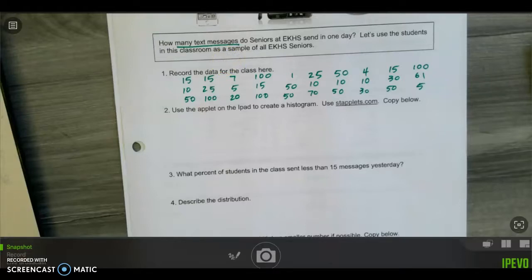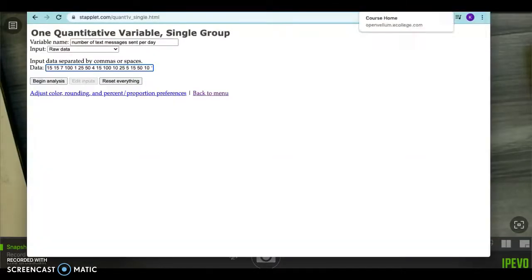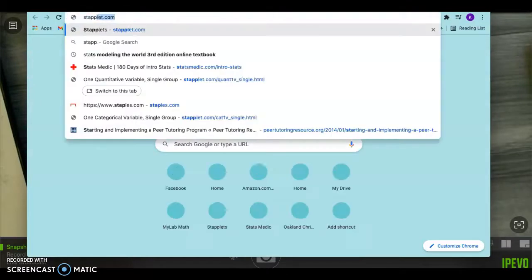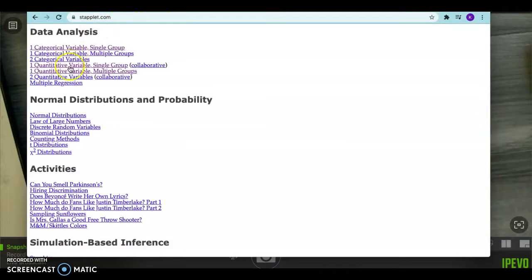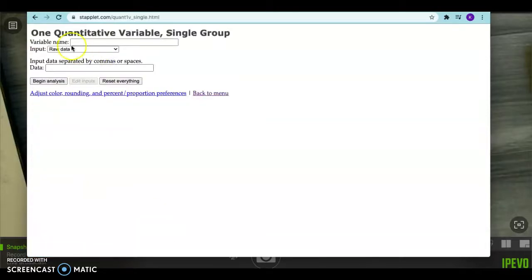All right, so in number 2, it asks us to use the applet on the iPad to create a histogram. If I go to Applet.com, we know this is quantitative data, and it's a single group, so this is what I'll choose. Our variable name should be number of text messages sent per day, because that's the variable that we are measuring. Then you'll input the data that you just copied down into the bar, separated by commas or spaces. So go ahead and pause and do that.